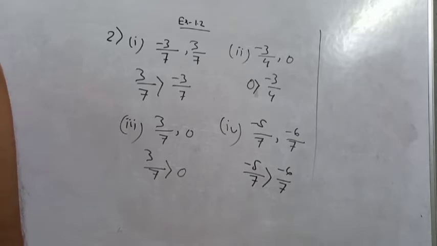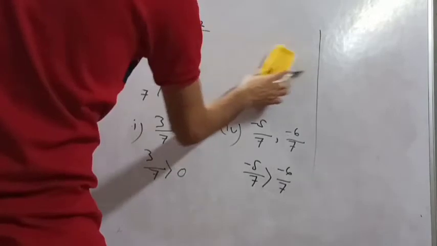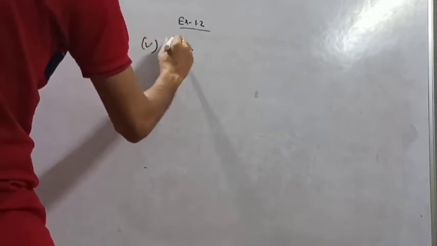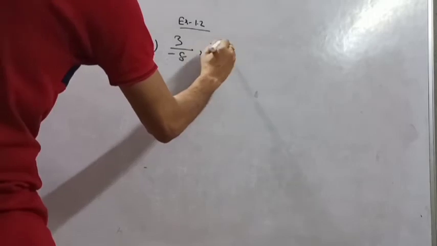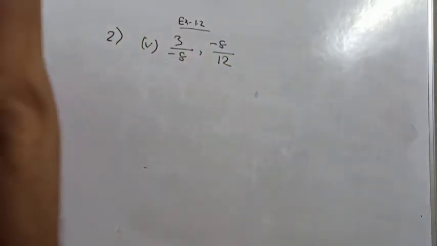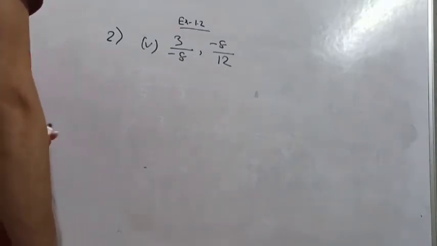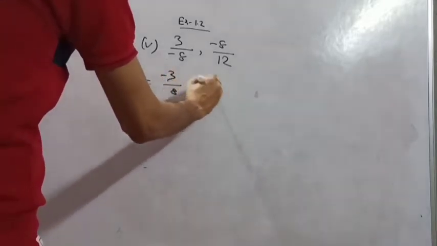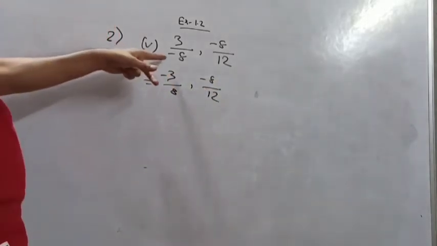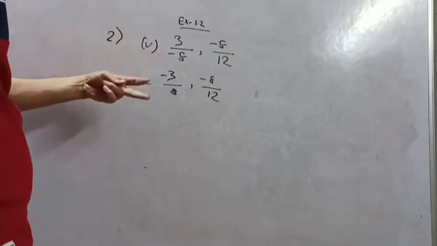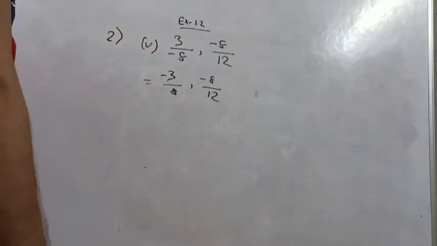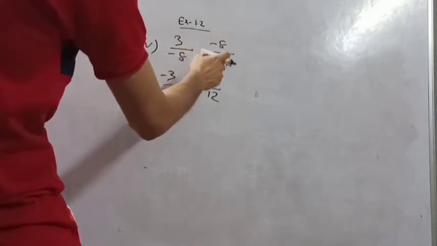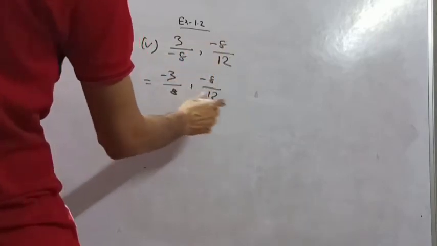Next, we have number 5: 3 by minus 8, comma, minus 8 by 12. Both are negative numbers, but the denominator is different. You can write the sign up or down, it doesn't matter, but it is good to put it up in the numerator. So minus 3 by 8 and minus 8 by 12. 3 by minus 8 and minus 3 by 8 are the same; minus 8 by 12 and minus 8 by minus 12 are the same. So we have to take 8 and 12.